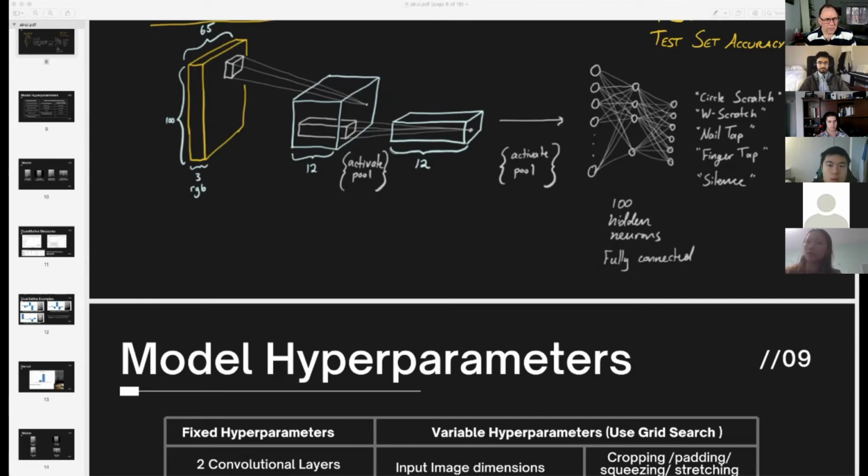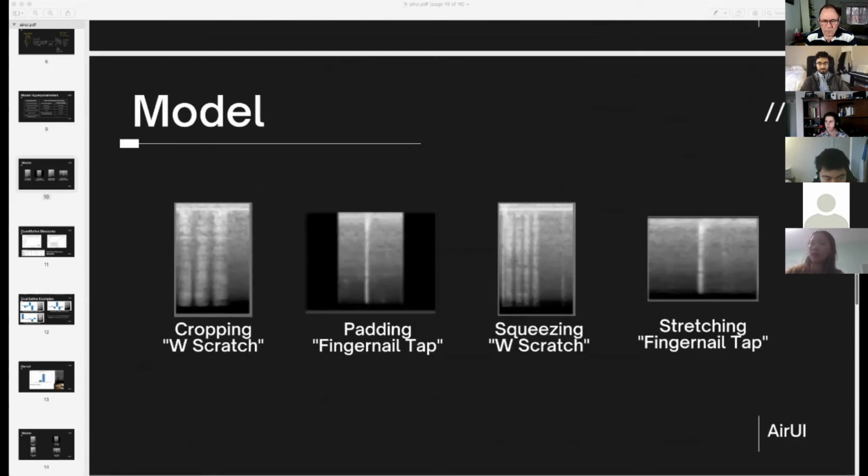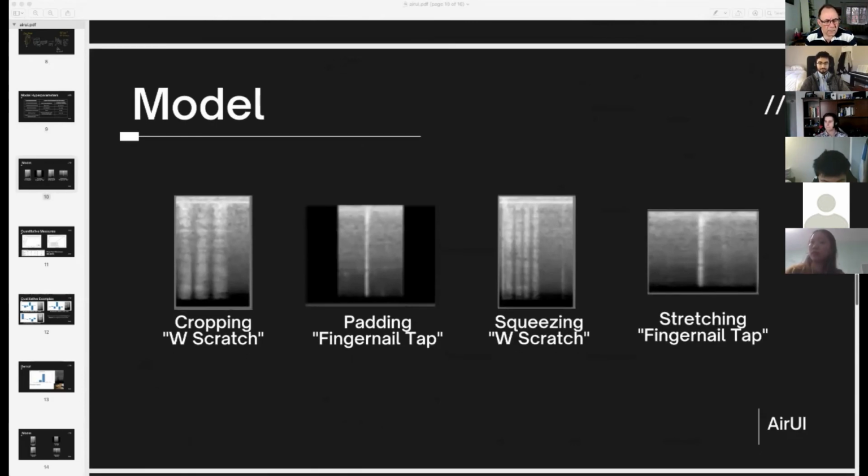I didn't understand what you're talking about in the cropping and squeezing. Can you just run that by me again? What are you telling me when you're doing this? So for example, our W scratch is longer than, let's say, our fingernail tab. And so to ensure that all our input images are the same size, we need to transform them to a fixed size. So here we're just choosing different fixed sizes. If we choose a smaller size, that means we have to crop the longer gesture to a smaller size. But if we choose a bigger size, that means we have to pad the shorter gesture.